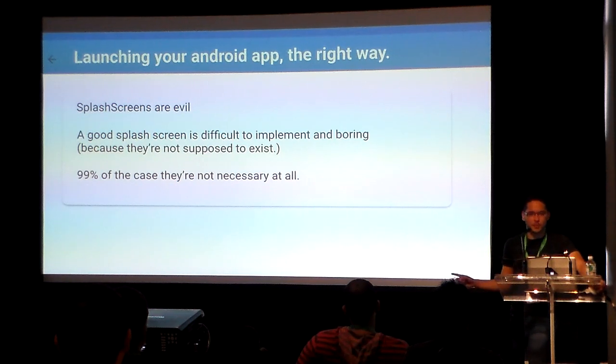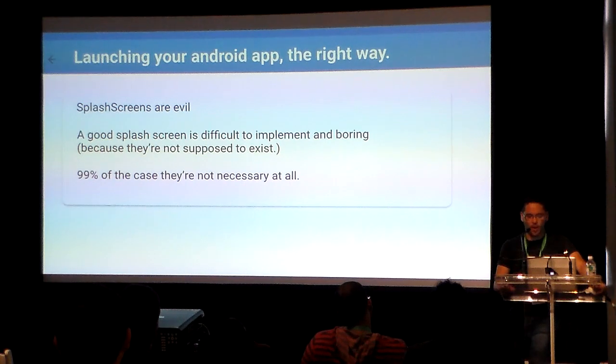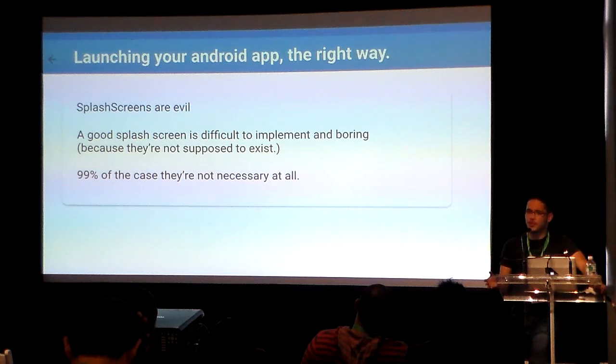I didn't have time to put it in my presentation, but I really wanted to. If you open, for example, the Groupon app, I hope there is no Groupon developer here, but if you open the Groupon app and you press the home button before the splash screen finishes, randomly, the Groupon app is going to open again automatically after 3 seconds. So it's very ugly. It's very weird. It's not Android at all, and they are very evil. And it's difficult to implement, and it's boring too. And it is, because it's supposed to be boring and difficult, because they shouldn't be there. They're really not supposed to exist.